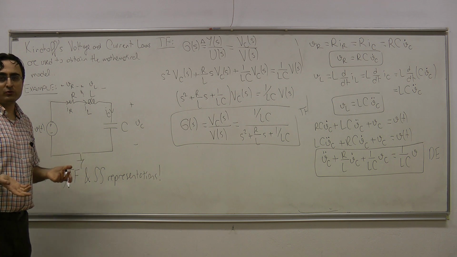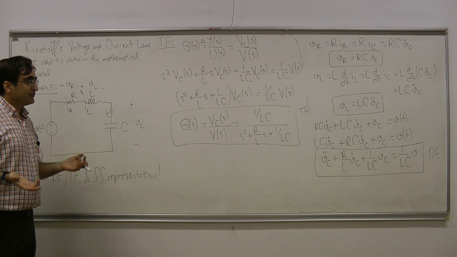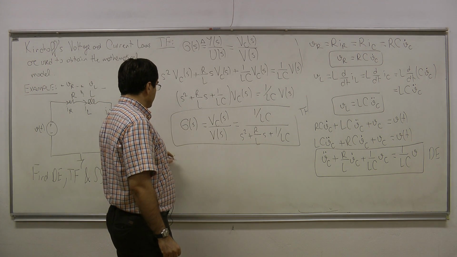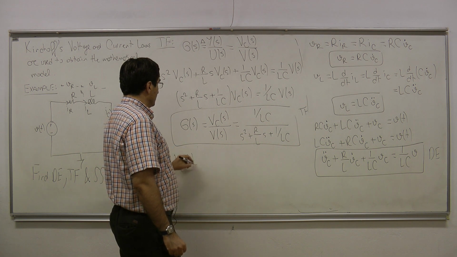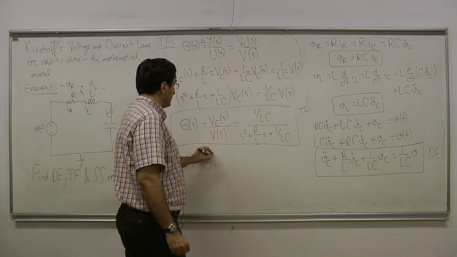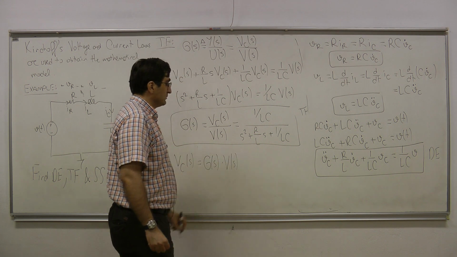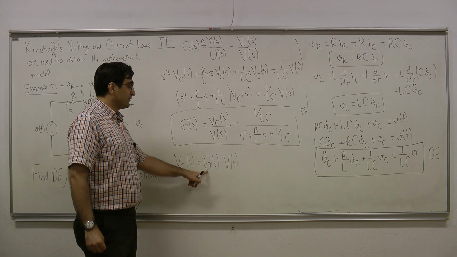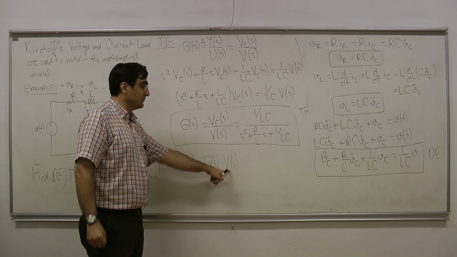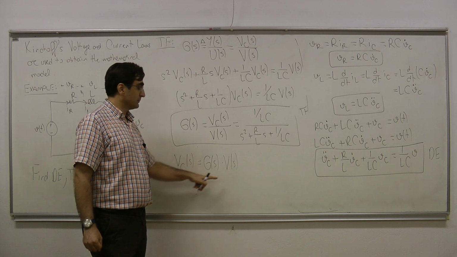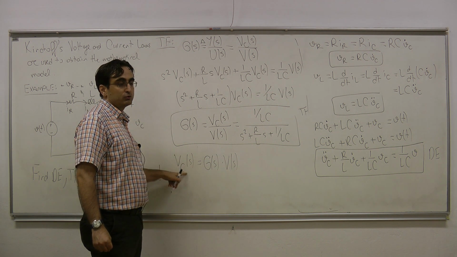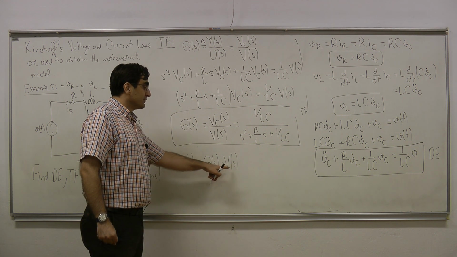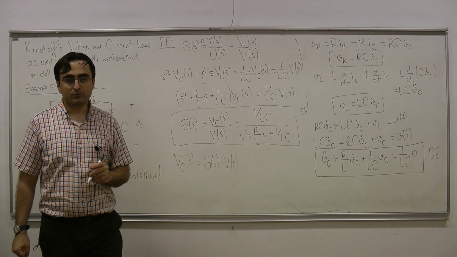So how are we going to use such a representation? Transfer function representation is useful because of the following. From this equation, I can actually write the capacitor voltage, Vc of S, as the transfer function times V of S. Okay? The output of the system is always the transfer function of the system times the Laplace transform of the input. The Laplace transform of the output is always the transfer function of the system times the Laplace transform of the input. Okay?